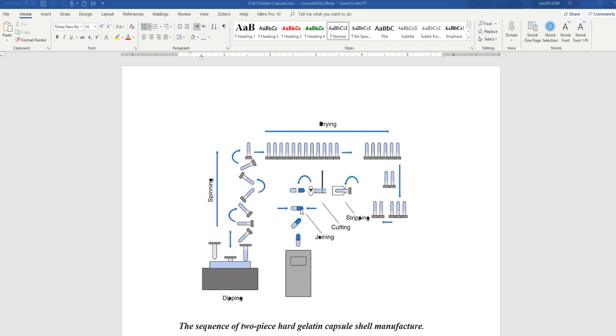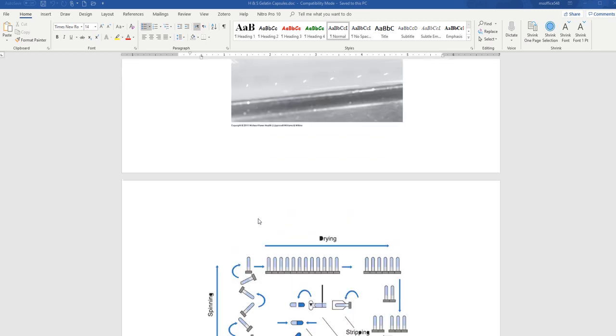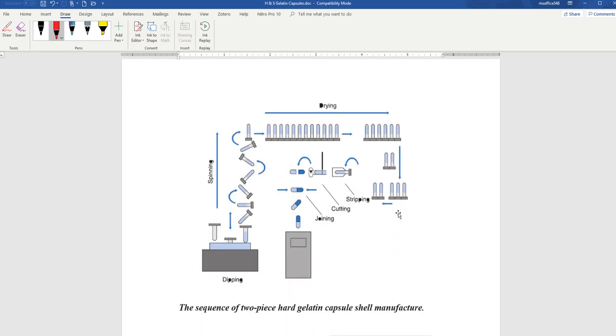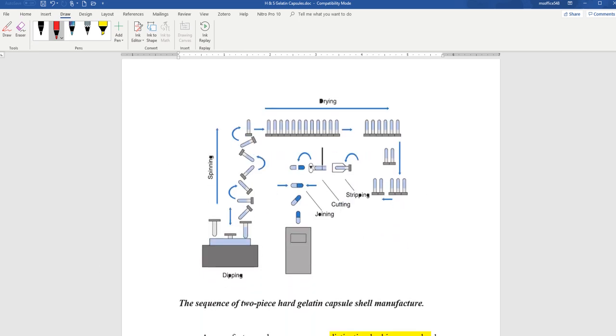So the question is, what are the steps in the production of hard gelatin capsule shells? Number 1, dipping. Number 2, spinning. Number 3, drying. Number 4, stripping. Number 5, cutting or trimming. Number 6, joining in a pre-closed position. But what is the method of producing hard gelatin capsule shells? It's called mechanical dipping of pins or pegs. Okay? Remember this figure. I have a video for that.